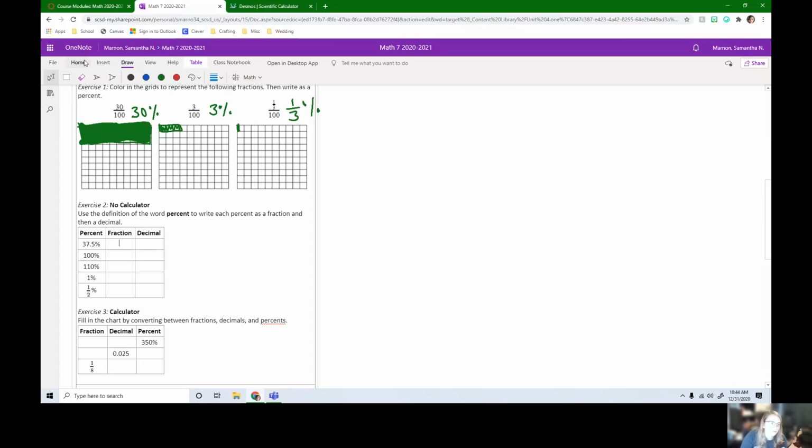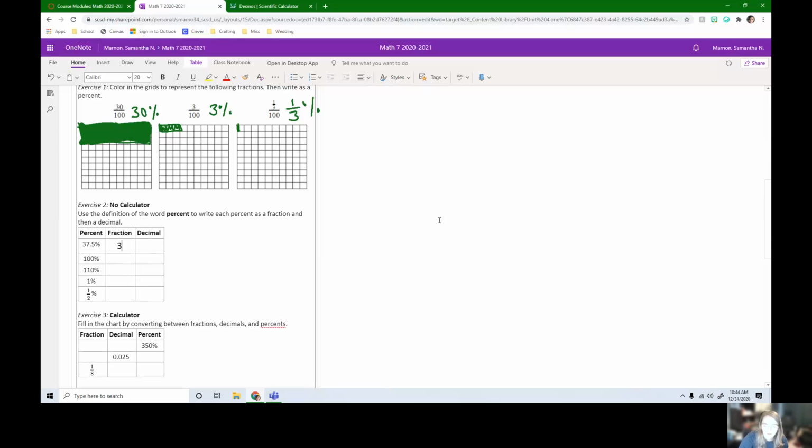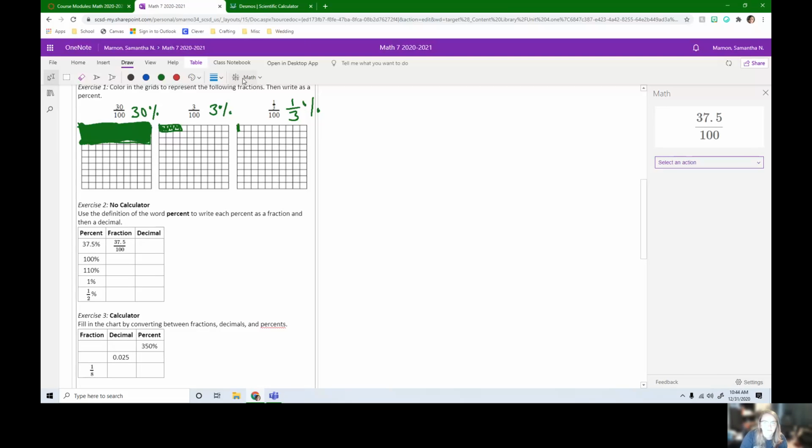So I'm going to show you how you can do this. I'm going to make this a little bit bigger. You're going to type in 37.5, do the slash for the fraction over 100. If you want this to look like a nice fraction, you're going to highlight it, and then under that draw tab, we have that math button still. And it will write it like a nice fraction for you. 37.5 over 100. That's it. It doesn't say simplify. It just says write it as a fraction. So we're just going to write it as a fraction how we know.